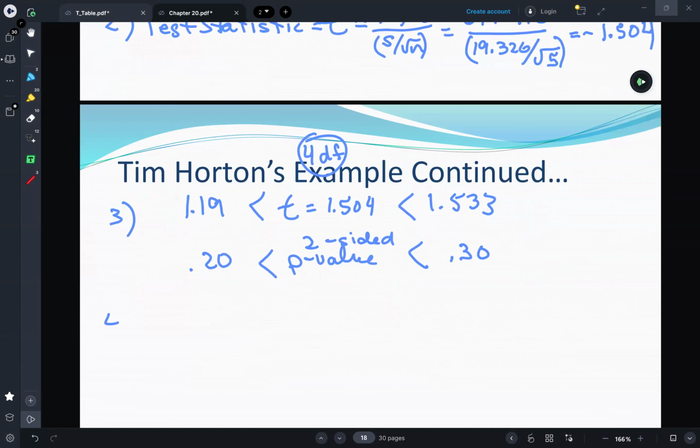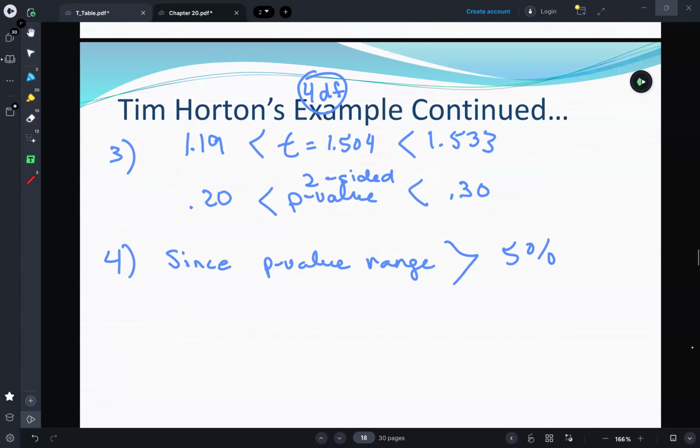Those are massive p-values. So since the p-value range is less than 5%, like it's way greater than, right? 20 and 30% is way, way bigger than 5%. What is our decision? Perfect. We cannot reject.